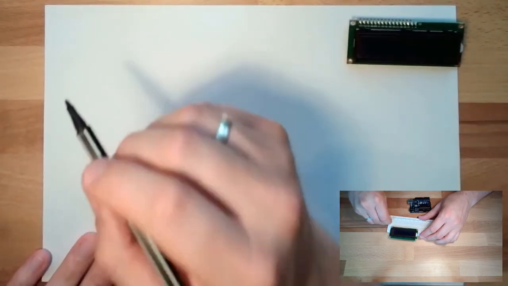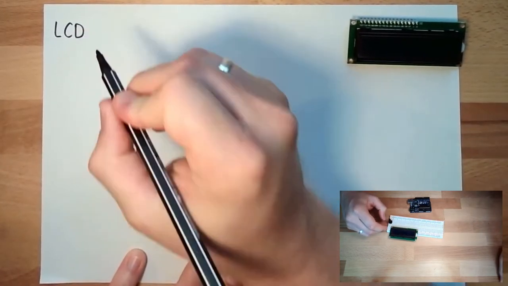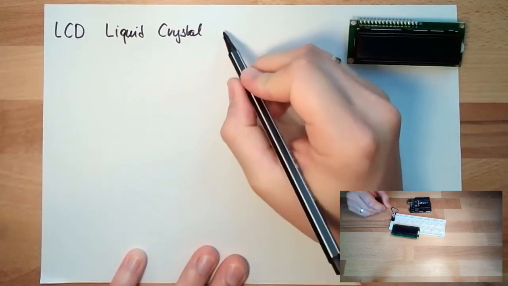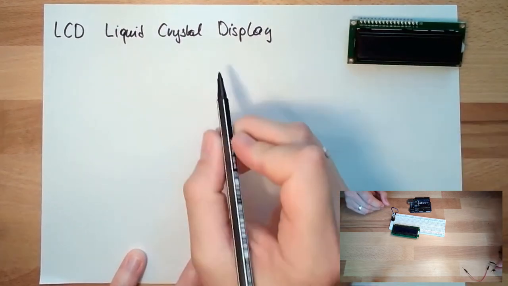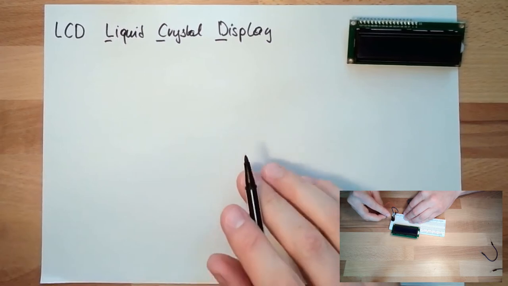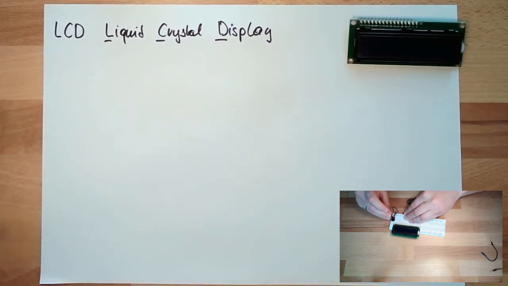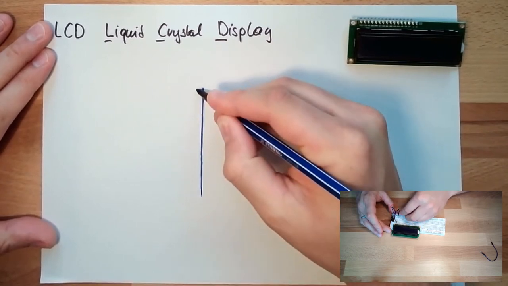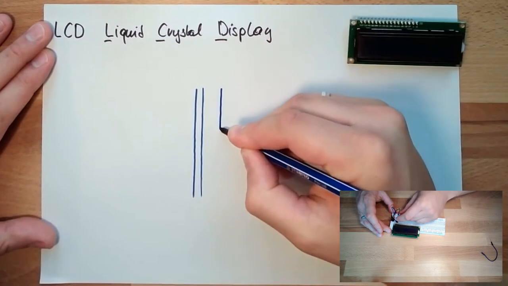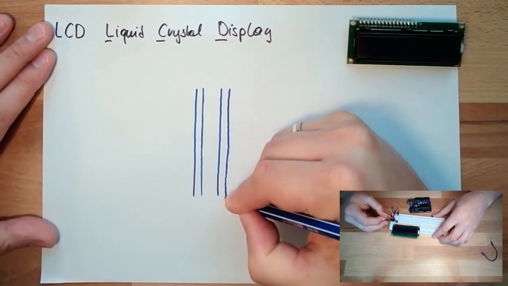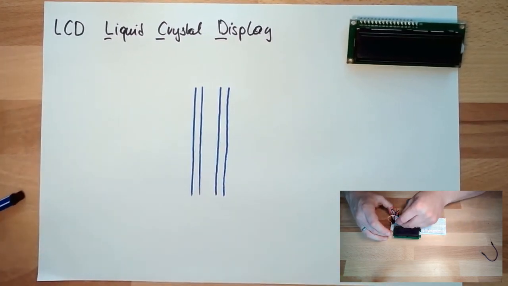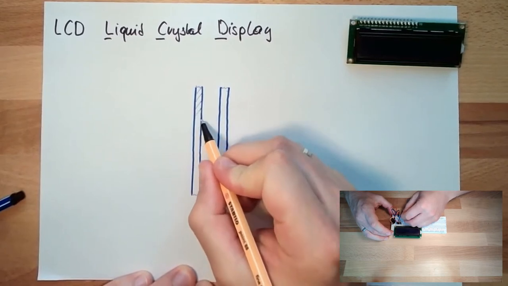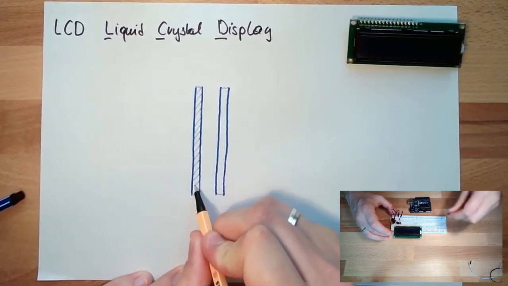Well, so let's look at what LCD means. LCD means liquid crystal display. Okay, this type of technology does have two sheets of glass. These are the glass sheets, okay? Usually we don't see them because they are really, really close to each other.